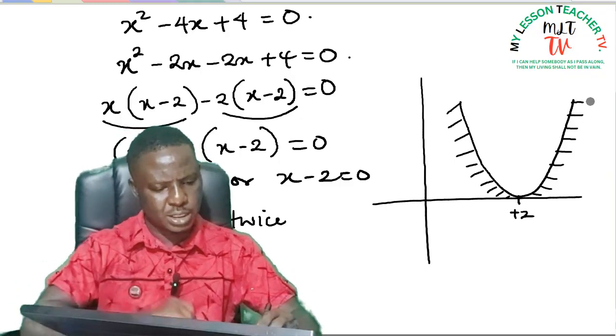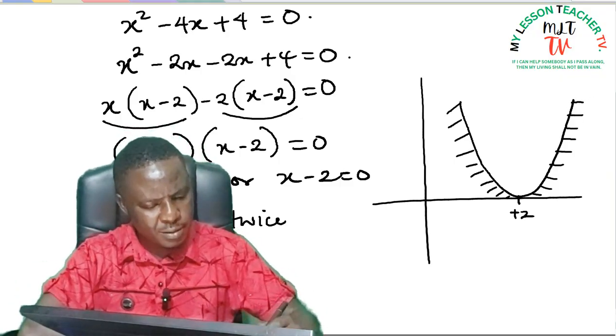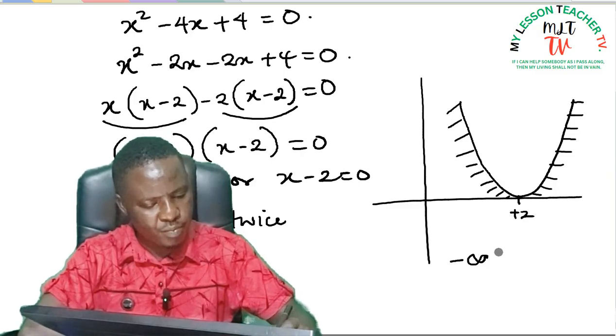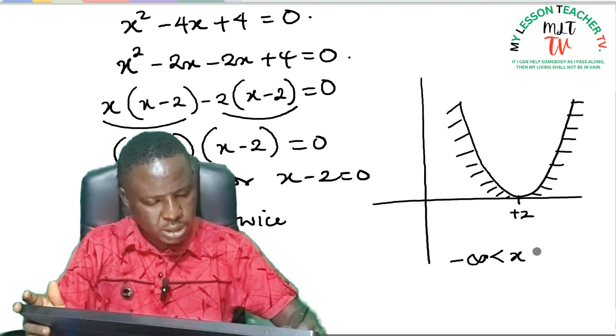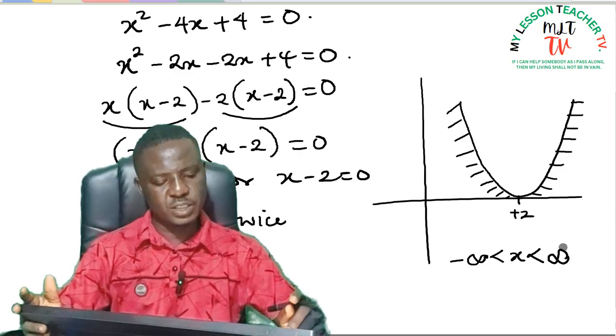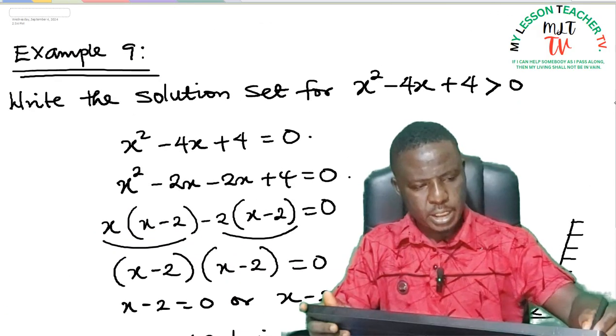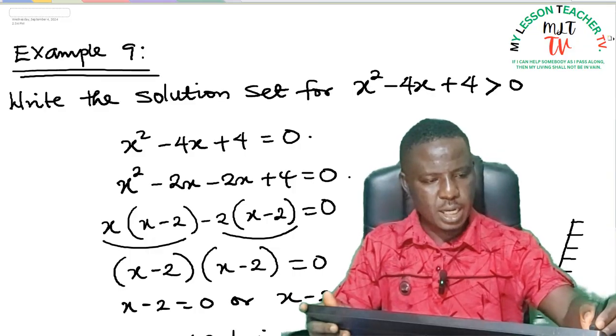So at this point, you have it that minus infinity is less than x, and x is less than positive infinity. So that brings us to the end of today's class.